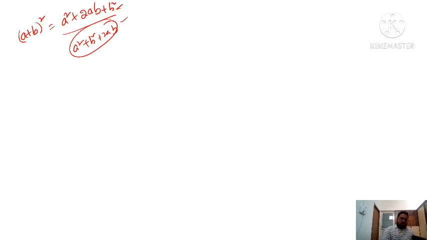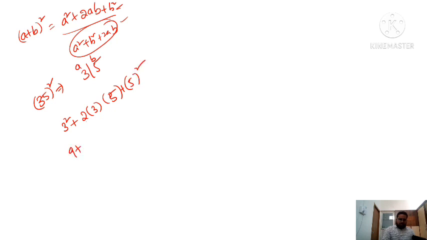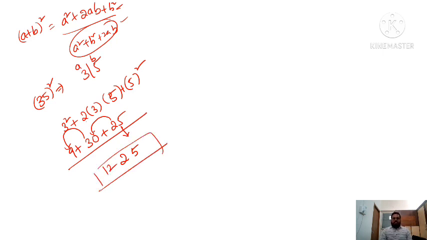One example is 35 whole square. What is 35 whole square? We don't know. So first divide 35 into two parts like this. This is a, this is b. We have to substitute in this. So 3 square is 9, 2 into 3 into 5 is 30, 5 square is 25. Write this in this way, 5 first. Next, this 2 is added to 0, 2 plus 0 is 2. This 9, 3 is added to 9, that is 12. 1225 is the answer. This is the a plus b whole square method.